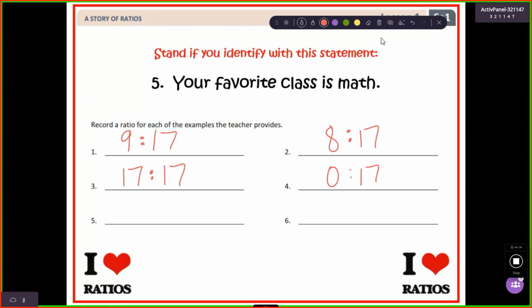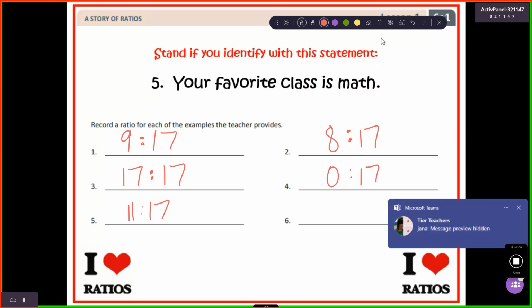Now, you have to be honest. It's okay if you don't like math. I want honesty. Raise your hand if your favorite class is math. And it has to be truthful. 1, 2, 3, 4, 5, 6, 7, 8, 9, 10, 11 out of what? 17. So what do you think the next question is going to be that it doesn't list? Who doesn't like math? Okay.